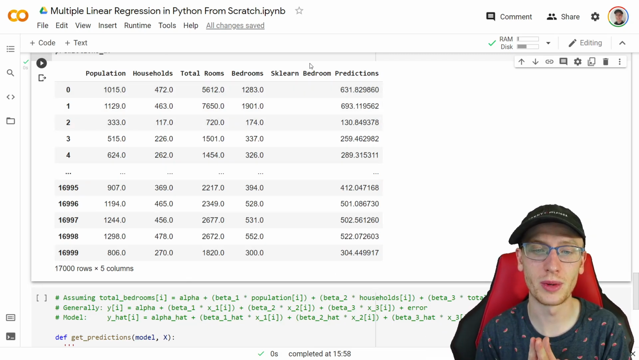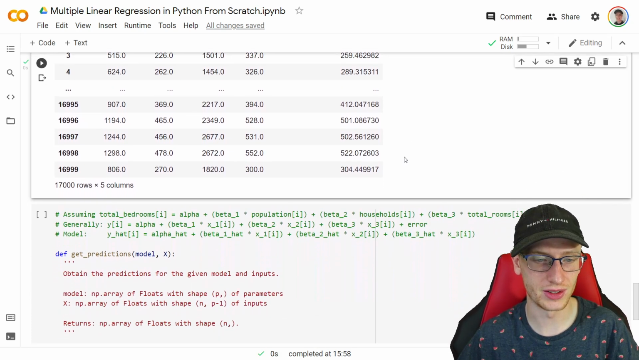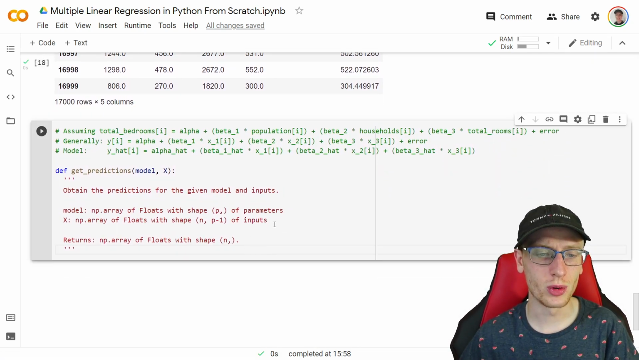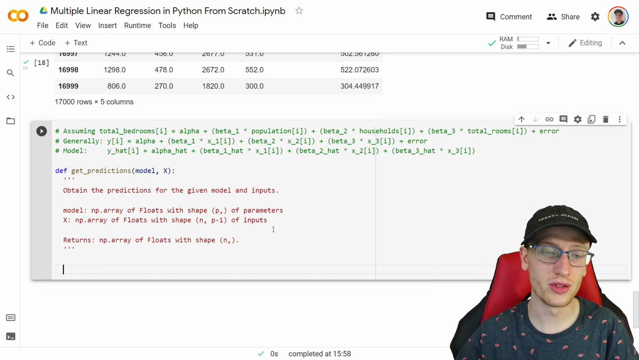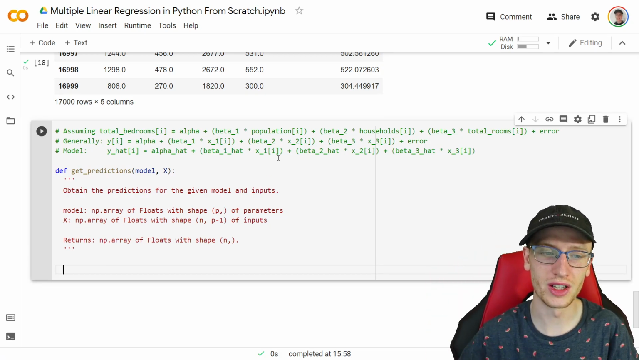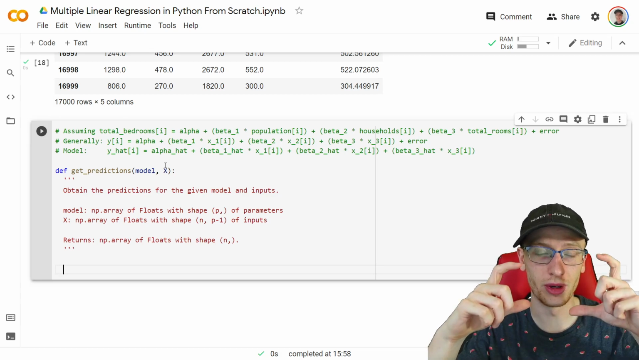Sorry, I said that a little bit badly the first time. Hopefully that made sense the second time. So we want to get our predictions given our model and our output, where our model is this vector of information. Actually, I should draw a vertical line, as I'll show you shortly, and X is our matrix here.